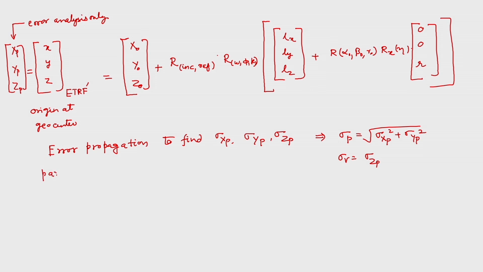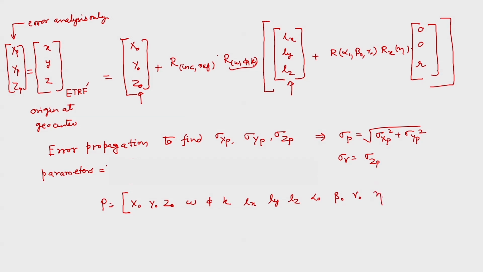What are the parameters here, or what are the variables that we measure? First is the aircraft trajectory coordinates, then we have omega phi kappa, the lever arm offset, and then we have alpha 0, beta 0, gamma 0, then the eta angle and the range R, where range is given by h into sec of eta. Eta is the scan angle and h is the flying height. We have to use the law of error propagation.